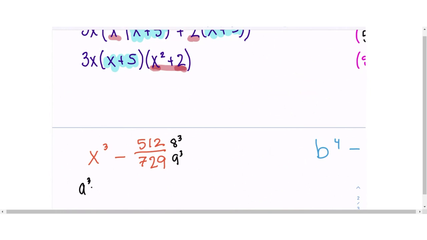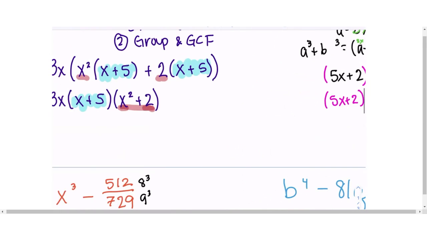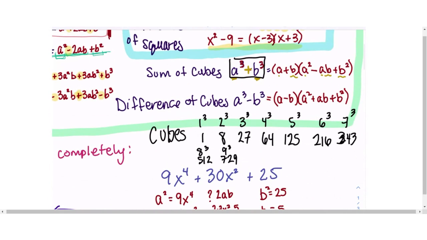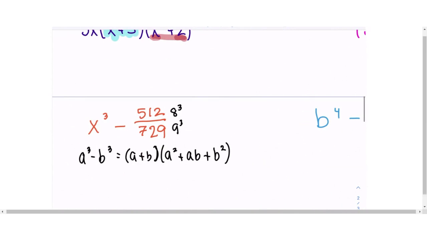A cubed subtract b cubed is equal to a plus b multiplied by a squared plus ab plus b squared. Actually, I think this is supposed to be, double check. Yep, the subtract is supposed to be on this first term. Why do we have notes again? Okay, so we're going to plug that in.